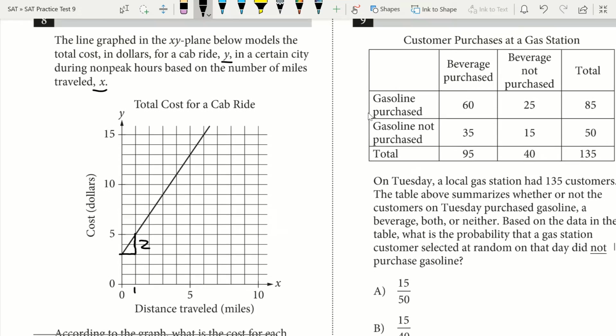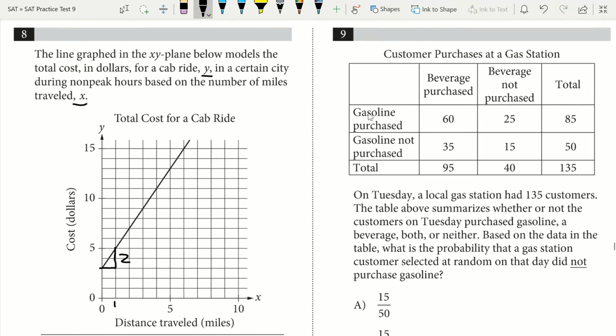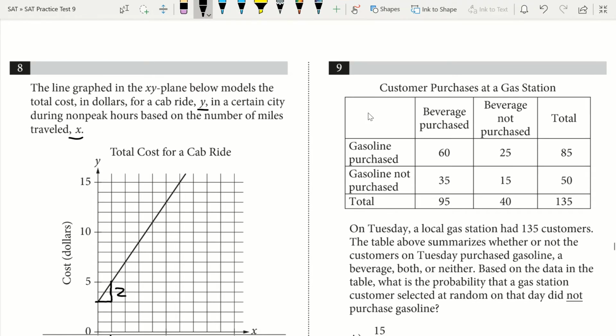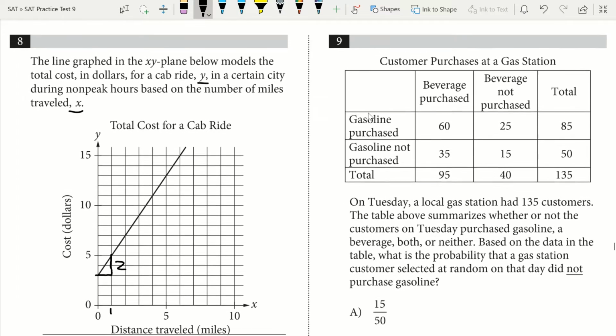All right, question 9. Customer purchases at a gas station. On Tuesday, a local gas station had 135 customers. The table above summarizes whether or not the customers on Tuesday purchased gasoline, a beverage, both, or neither. Based on the data in the table, what's the probability that a gas station customer selected at random on that day did not purchase gasoline?